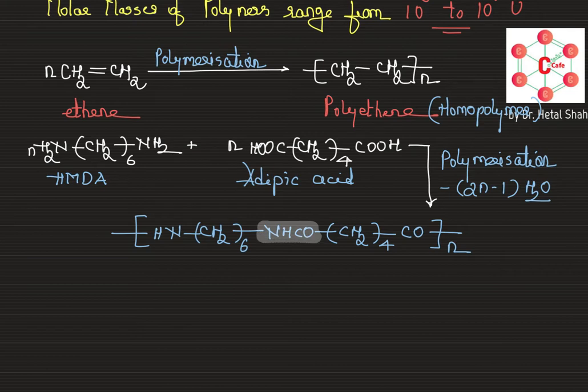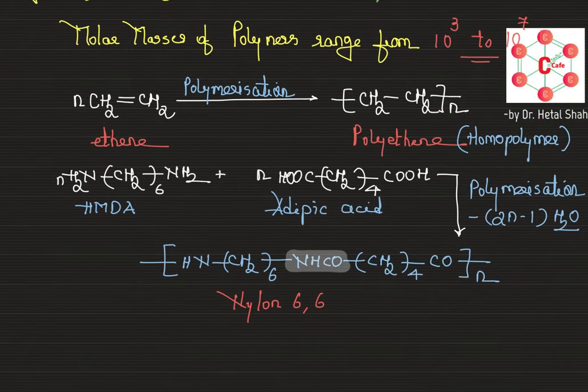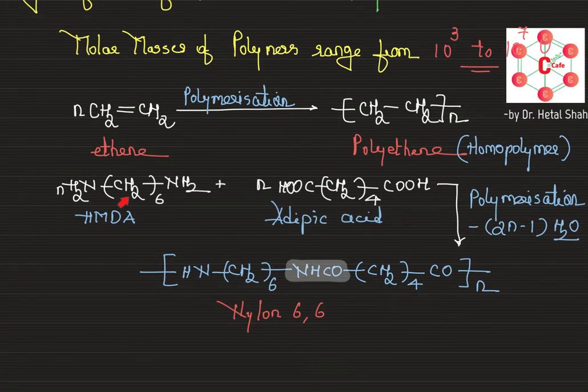This is in particular a nylon. The name is nylon 6,6, because each monomer here, this and this, gives 6 carbons in the polymeric skeleton, right? So both the monomers give 6 carbons each for making this polymer. So it is 6 and 6, right? 6 provided by one monomer, 6 carbons provided by another monomer. So it is 6 and 6.